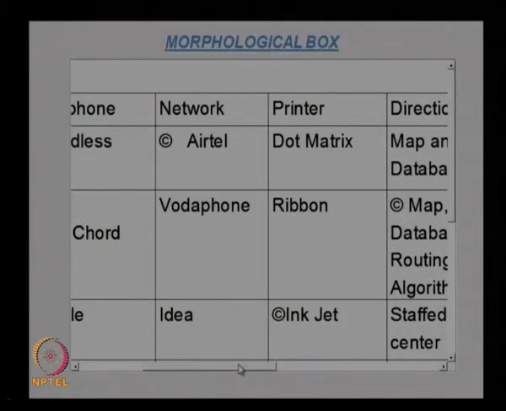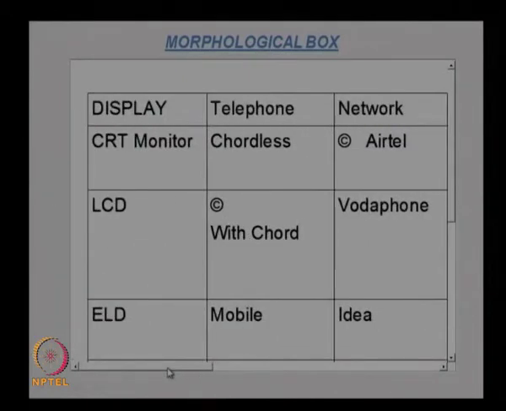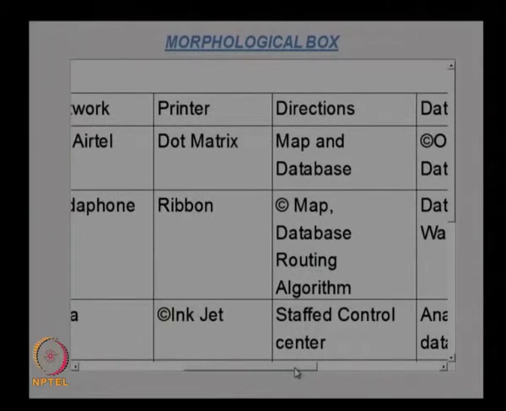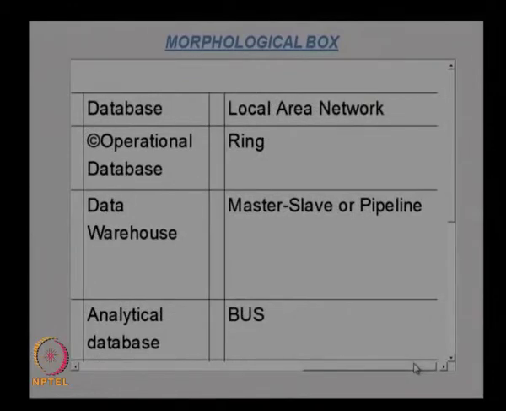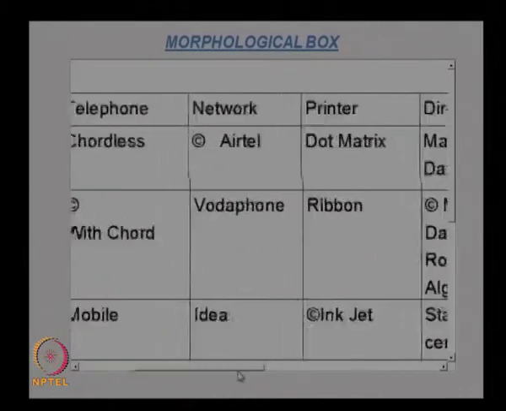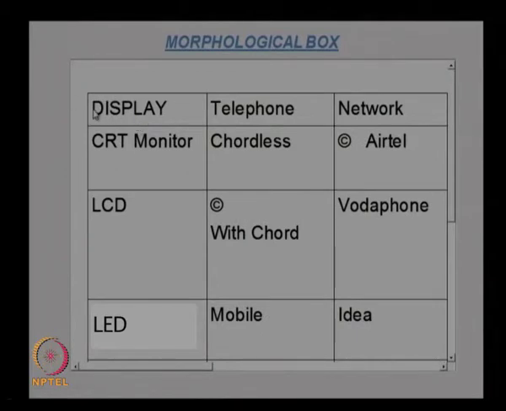So, here again we have different options. I am just showing a very simple example here. You can go for all components and develop the morphological box. Here I have shown the display, the telephone and the network options, as well as the printers, the direction showing options, and the database options. So, here a few components are taken and then the morphological box is developed. As you can see, for the display you can have different kinds of monitors: CRT, LCD, electronic or plasma display, or touch screen display. And for the telephone you can have a cordless phone, or a corded phone, or mobile phones.